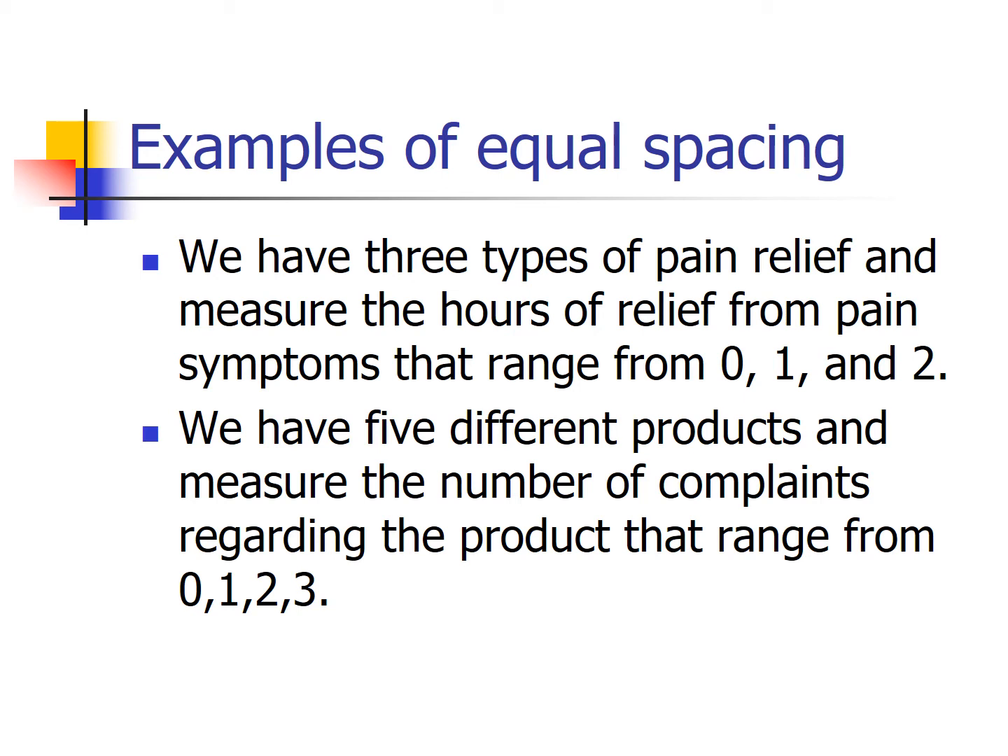Maybe we have 5 different products, and we measure the number of complaints regarding the product. And the number of complaints can range from 0, 1, 2, or 3. Maybe each product has 3 different aspects associated with it, and so they could rate a problem in any one of these 3 aspects. So again, the difference between 0 complaints and 1 complaint is the same as between 2 complaints and 3 complaints. Again, an example of equal spacing.